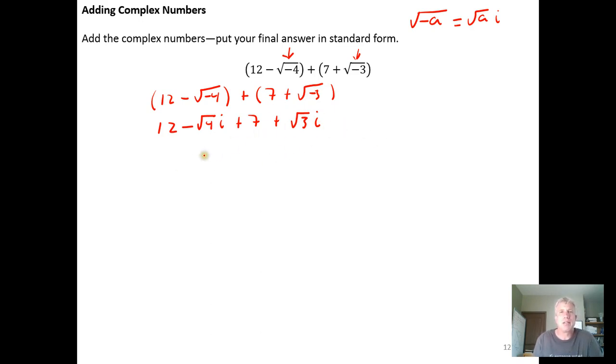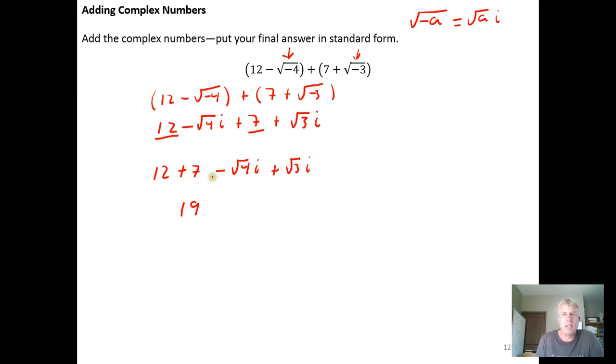And once I get everything broken out of the parentheses, when you're adding or subtracting complex numbers, it's simply a matter of taking the real number parts, the parts that don't have the i's, and grouping them. So I have 12 plus 7, and then grouping the parts that do have complex components. Both of these have i, so I have minus the square root of 4 times i plus the square root of 3 times i. And I can do 12 plus 7. I know how to do that.